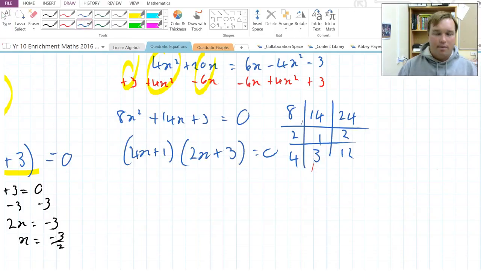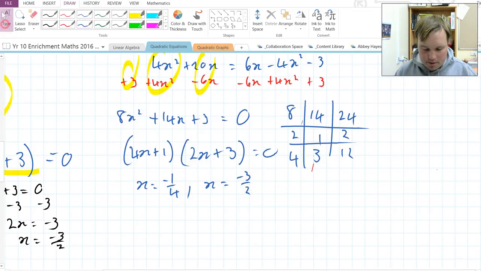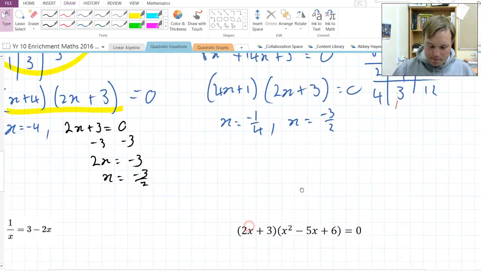Then think null factor law, a and b. x is equal to minus a quarter, or x is equal to minus 3 on 2. Alright, and these types you should be quite comfortable with, factorising and solving quickly.